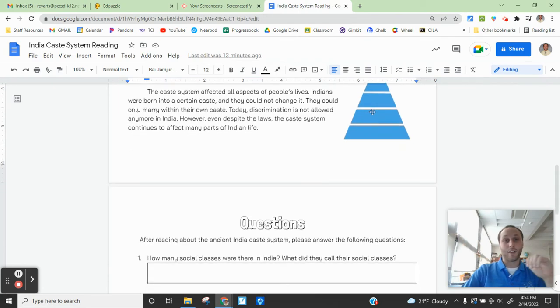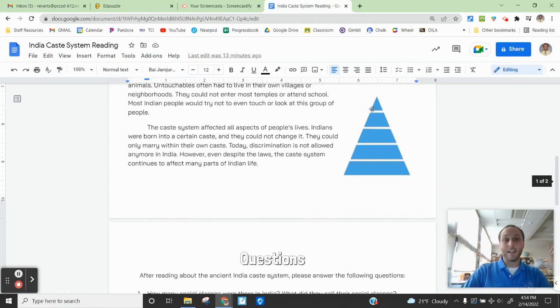The caste system affected all aspects of people's lives. Indians were born into a certain caste and they could not change it. They could only marry within their own caste. Today, discrimination is not allowed anymore in India. However, even despite the laws, the caste system continues to affect many parts of Indian life.